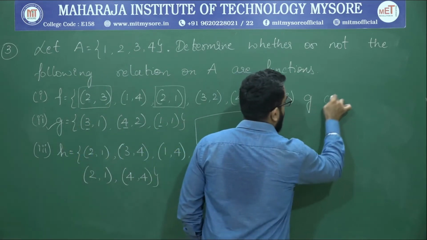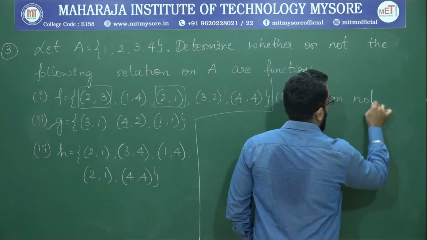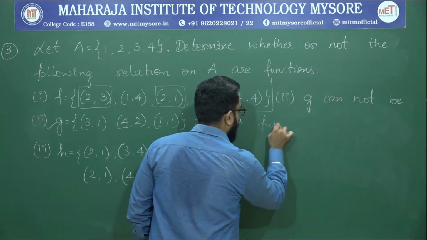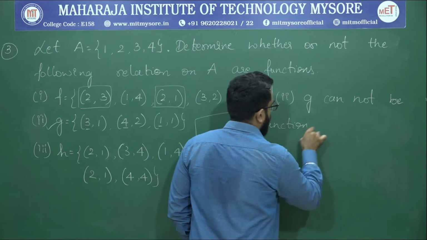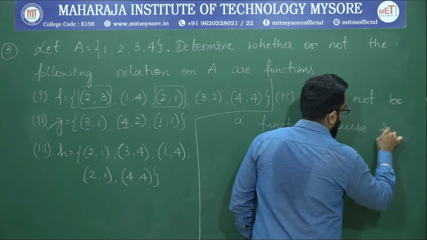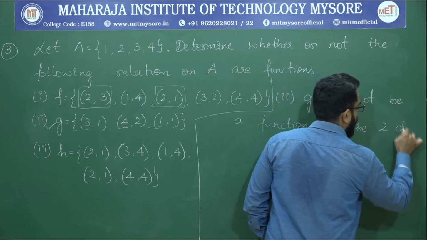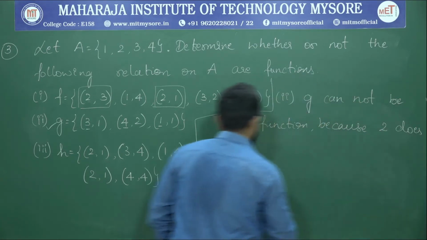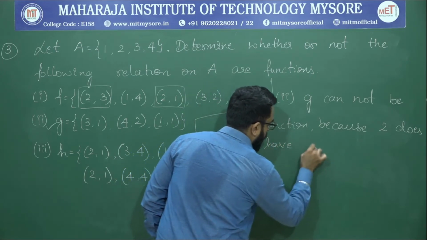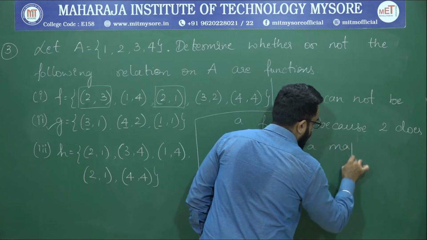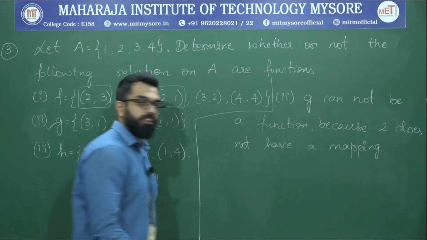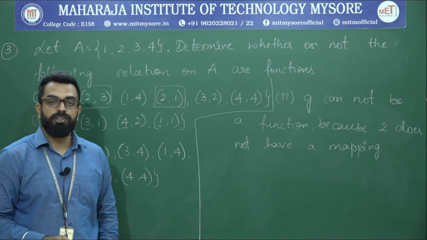So G cannot be a function because element 2 does not have a mapping. So G cannot be a function.